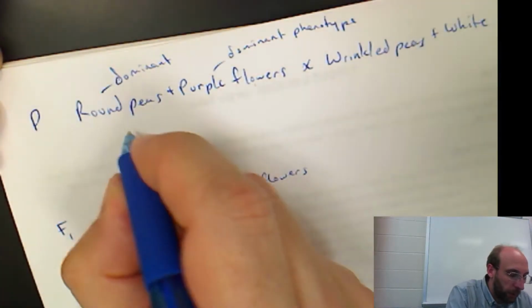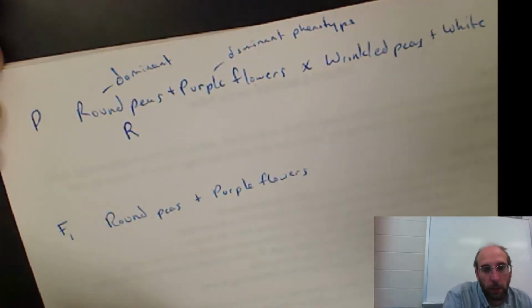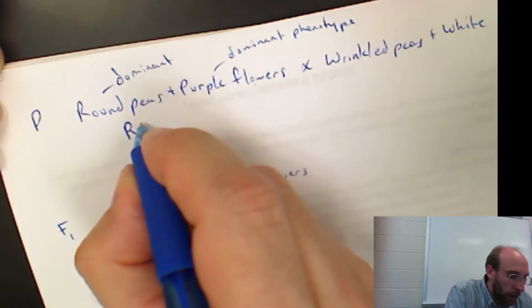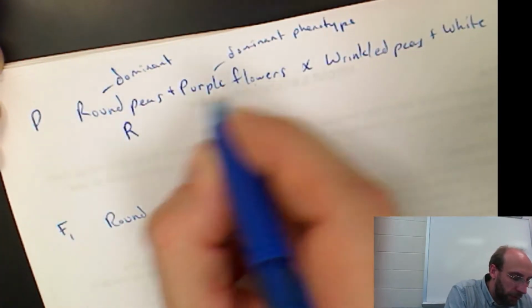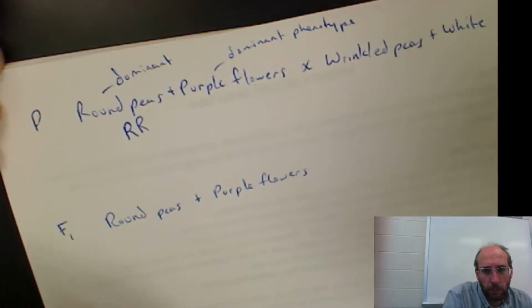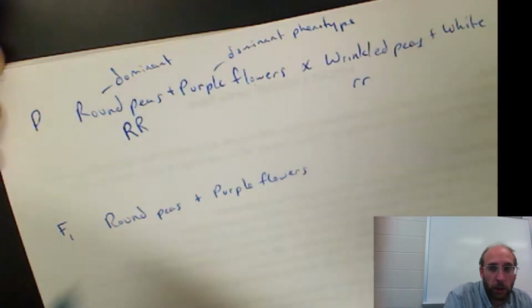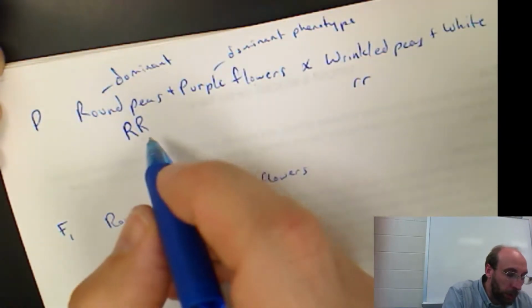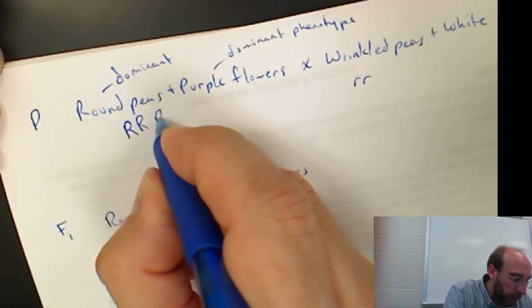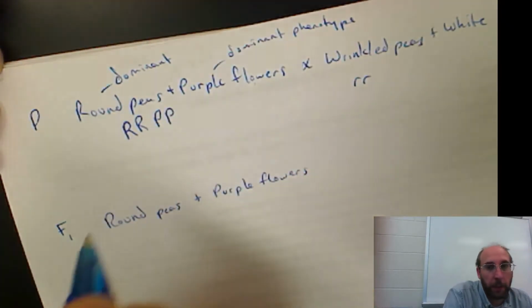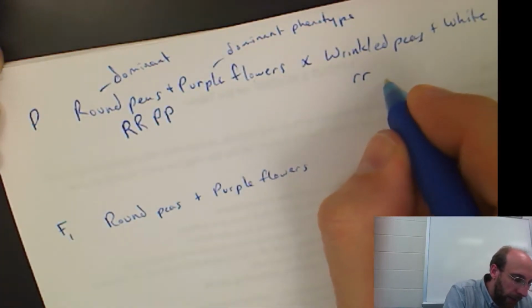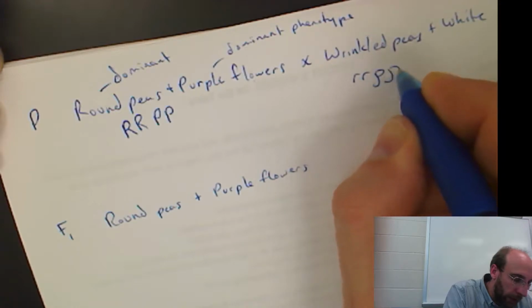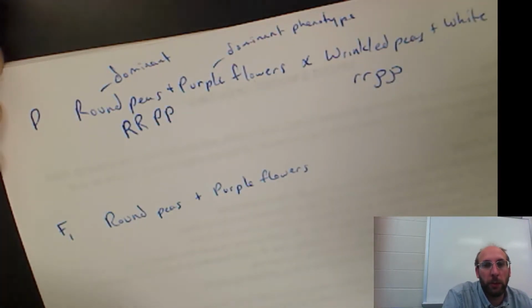Since round peas are dominant, we'll use a capital R to represent the allele for the dominant trait. So round peas, the genotype for this plant is big R, big R. The wrinkle is recessive, so little r, little r. And then purple is carried on a different gene on a different chromosome. Since purple is dominant, we'll use P for that. So since this is a true breeding plant, it would be capital P, capital P. And the white flowers would be lowercase p, lowercase p. And I like to use a Q-looking p to highlight the difference between the uppercase and the lowercase.